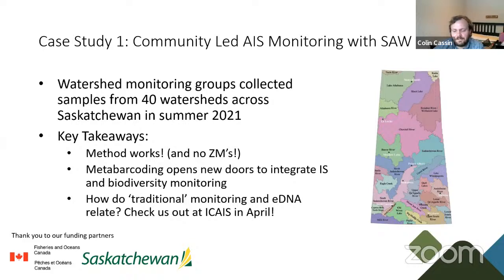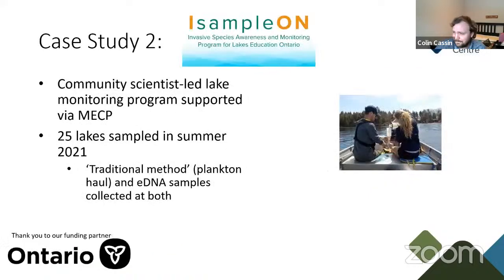And so some of the other takeaways we've been able to tease out of this data is just trying to compare when folks are on these sites doing traditional sampling methods and using eDNA technology. Do we get the same result? Is it a cost-effective comparison? Is one method a little more cost-effective than another? Just trying to contrast against the results that we get out of both methods has been a really interesting bit for us. And we're happy to present that data at iCase. So I'll do a quick plug for that event in April.